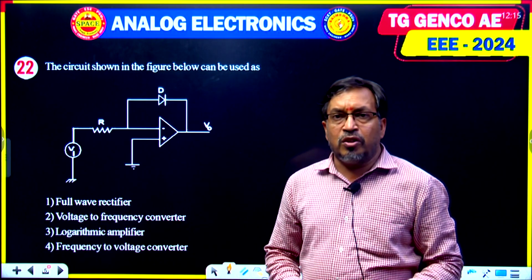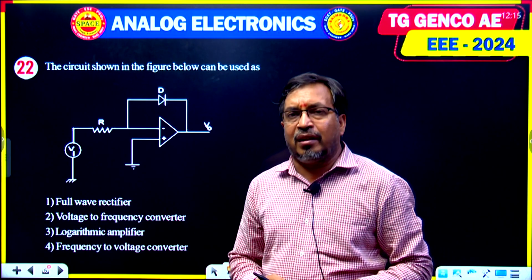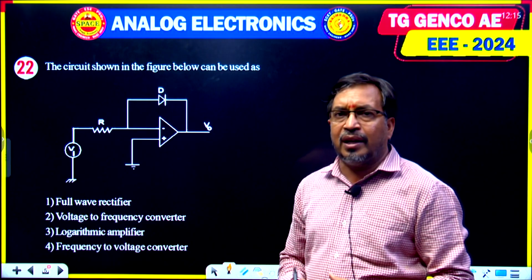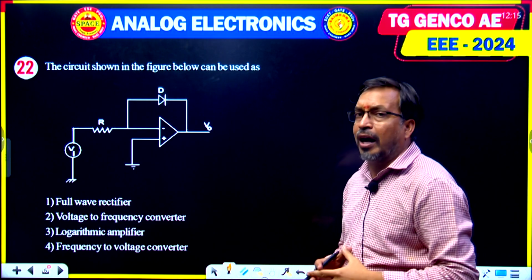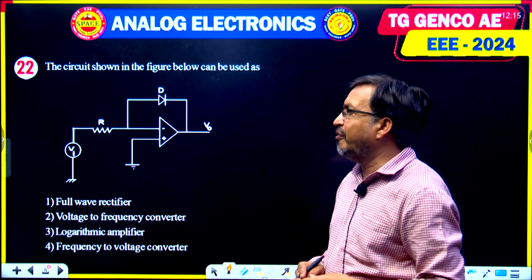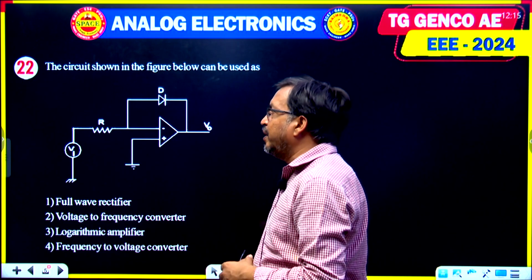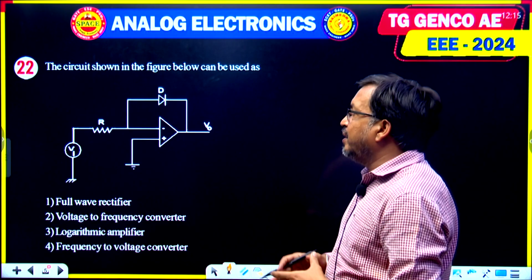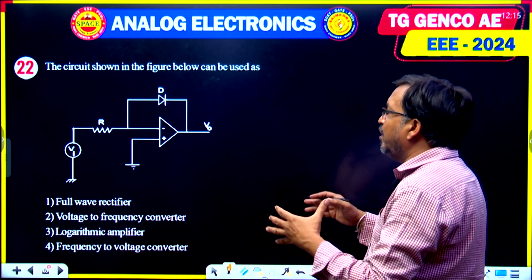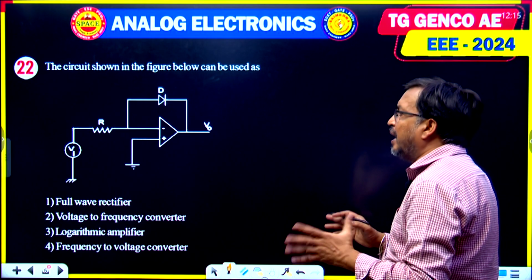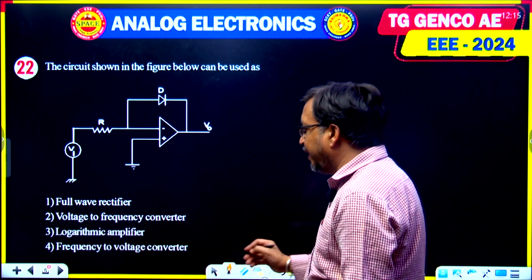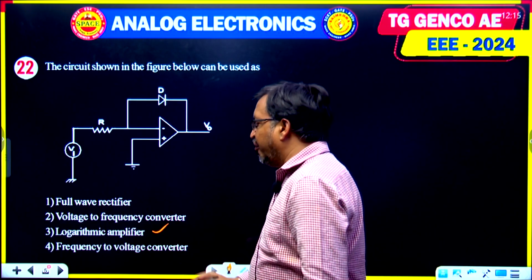Student, this question is related to analog electronics. In analog electronics, this question is related to op-amp, operational amplifier. In master question paper, the question number is 22. The question is, the circuit shown in the figure below can be used as? Yes, the correct answer is logarithmic amplifier.